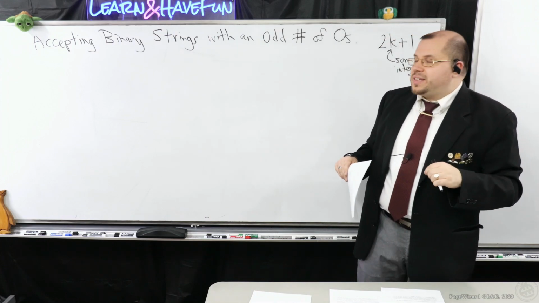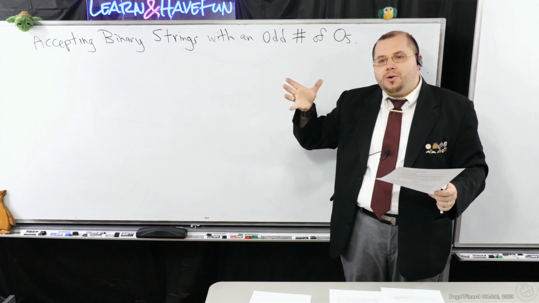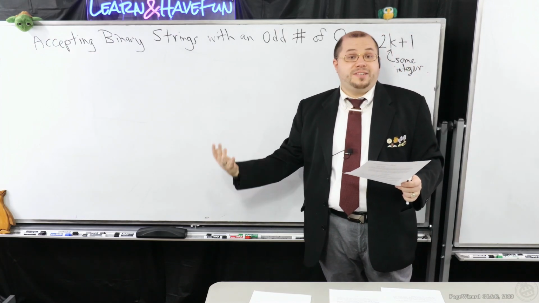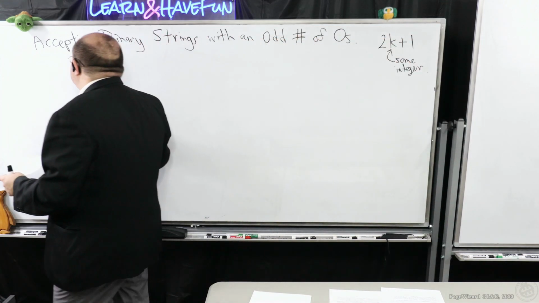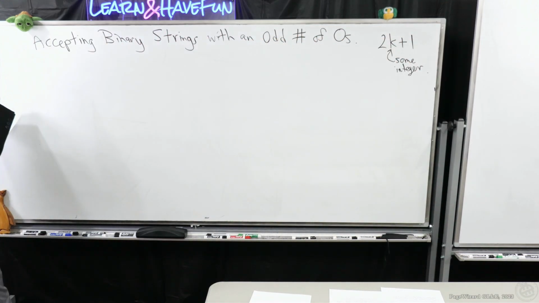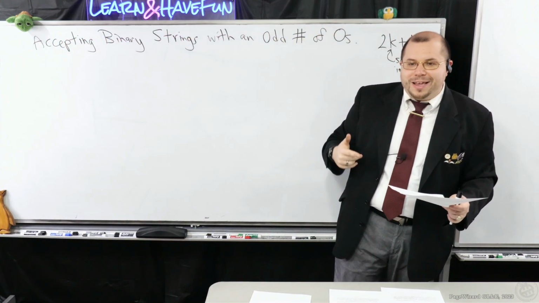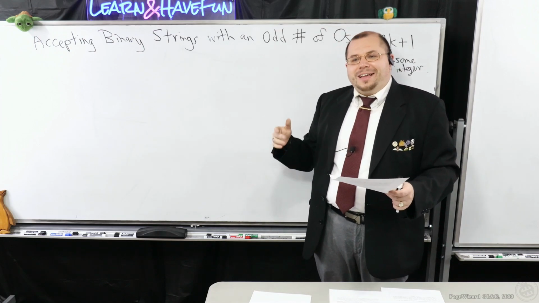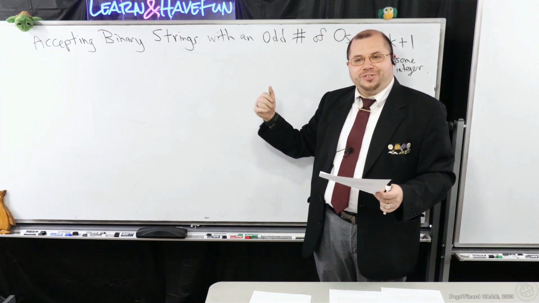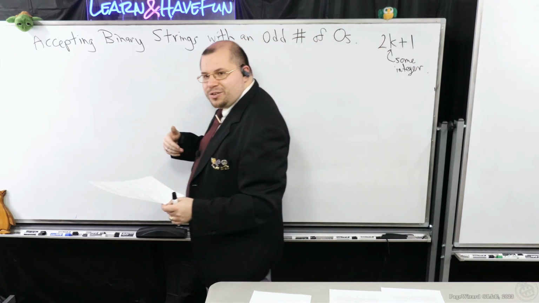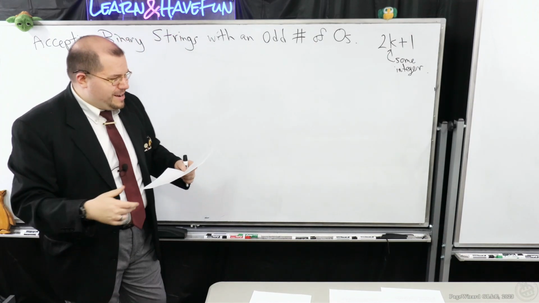So I want to be able to take any binary string, and I would like to know if it has an odd number of zeros in it or not. Does everybody understand the problem? So I want a DFA that recognizes that language. It needs to accept whenever there's a binary string with an odd number of zeros and reject whenever there is an even number, right? Because that's the other possibility.